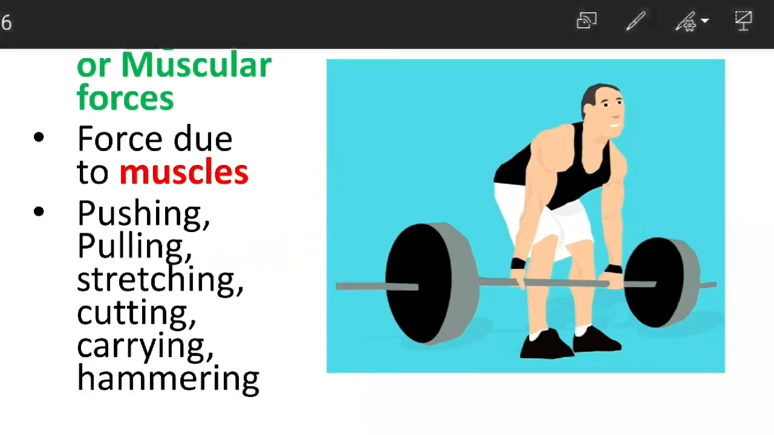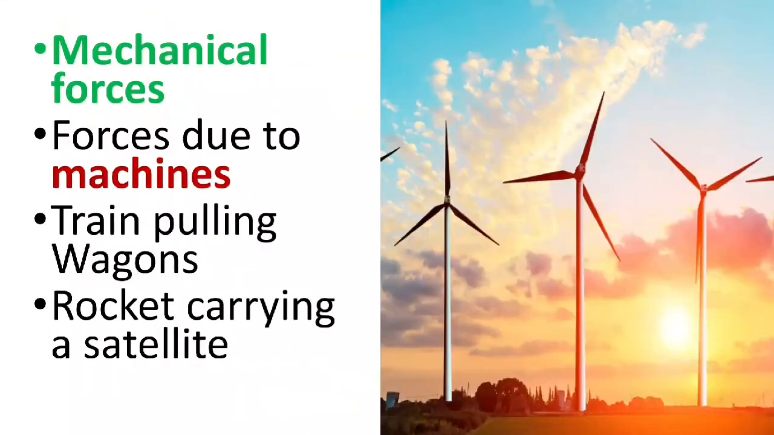Now the second one is the mechanical forces. The mechanical forces are the forces that come into existence due to machines, right? If you look at the picture over here, this is a picture of a windmill. The windmill is a machine. The fans will rotate continuously to produce the force. Typical examples are written over here: train pulling wagons and rocket carrying a satellite.